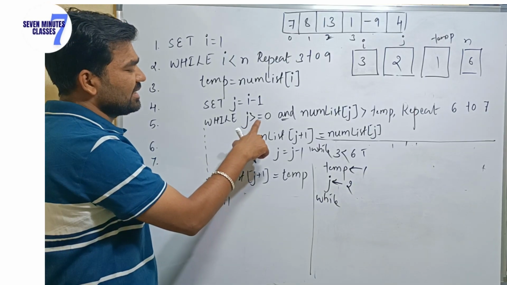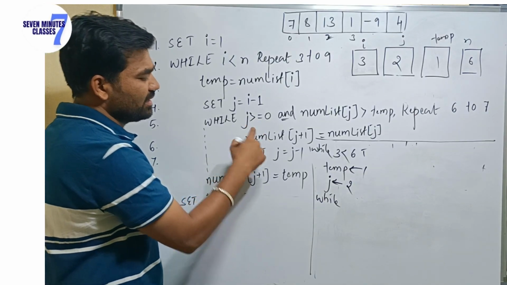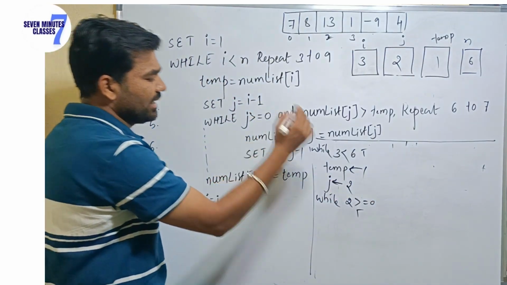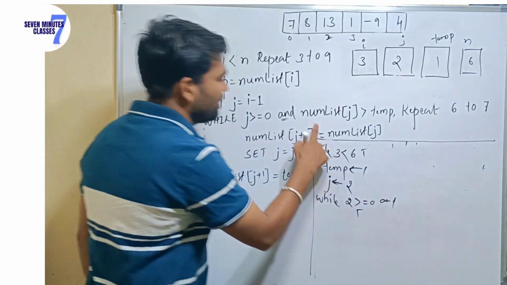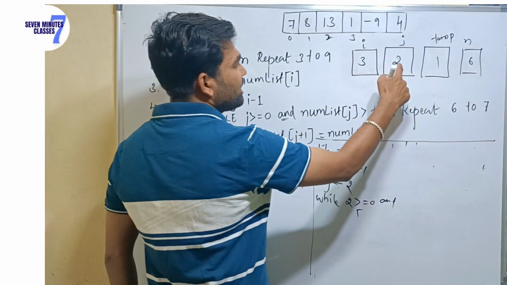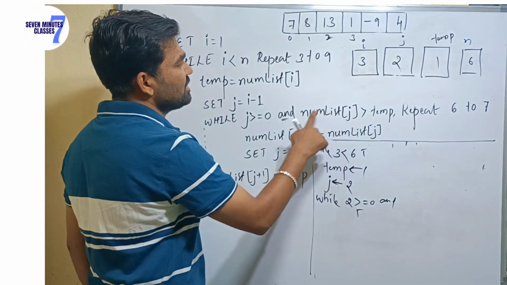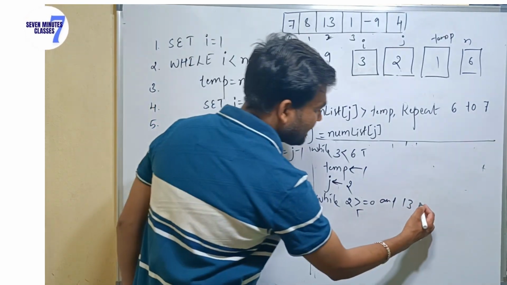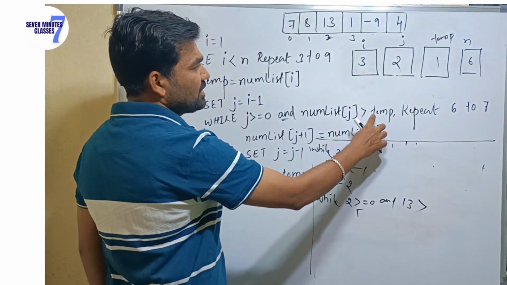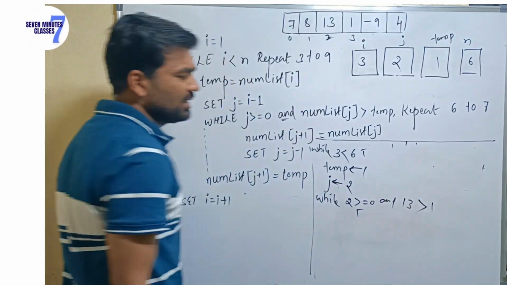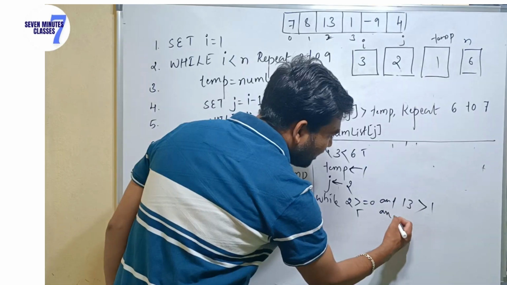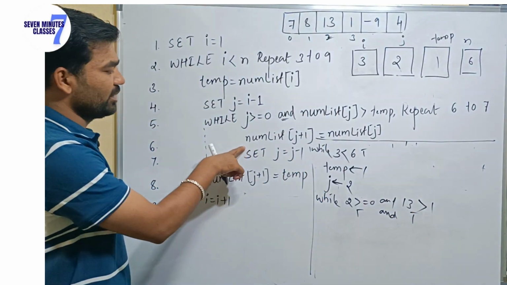While j is greater than or equal to 0, what is the value of j? J is 2. 2 is greater than or equal to 0, yes it is true. And num list of j, what is the value of j? 2. Num list of 2 is 13. 13 is greater than temp. What is the value of temp? It is 1. 13 is greater than 1. Yes, it is true. So it is also true and it is also true. Then enter the loop.